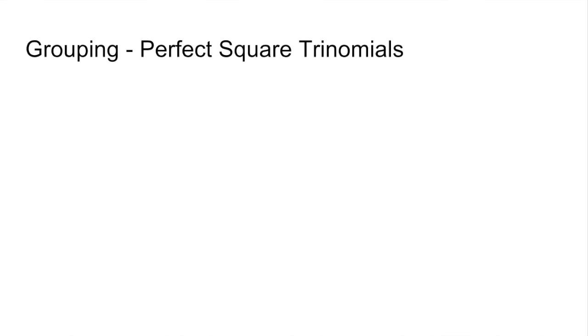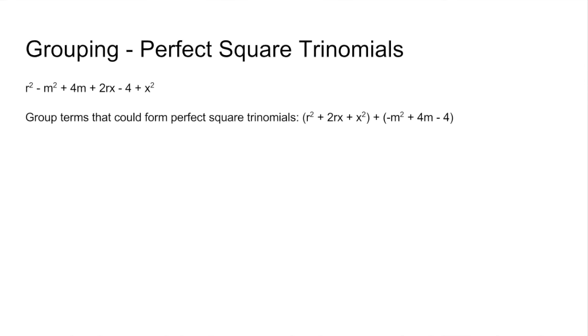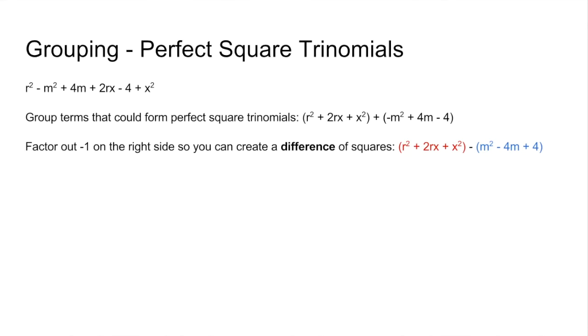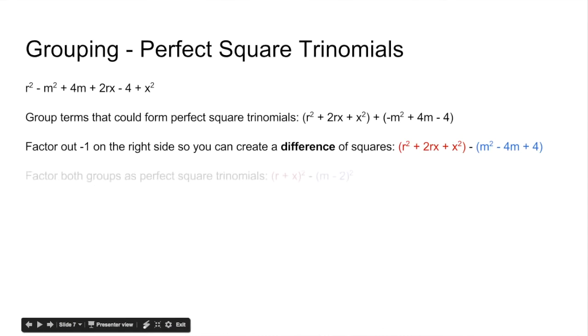You can also do grouping with perfect square trinomials. Let's say you have an expression like the one above: r squared minus m squared plus 4m plus 2rx minus 4 plus x squared. If you rearrange these terms, you will notice that you have r squared plus 2rx plus x squared, and this is a perfect square trinomial. And then we also have minus m squared plus 4m minus 4. So what you'll want to do is factor out a negative on the right side, and that will allow you to factor a difference of squares, because you can't factor a sum of squares.